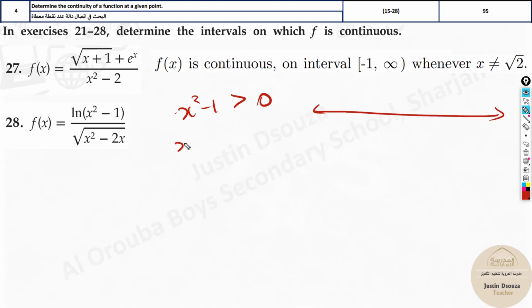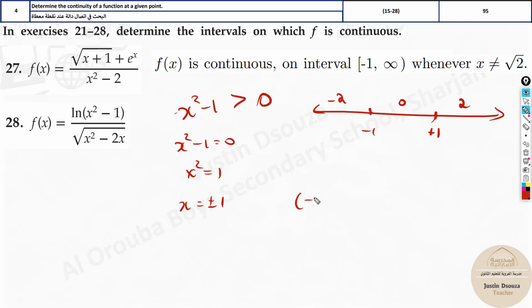So looking at this, I know it's going to be x squared minus 1 equals 0, x squared equals 1, x is equal to plus or minus 1. Now here are the two values, minus 1 and plus 1. Let's take the test values 0, and over here 2 and minus 2. Let me substitute.